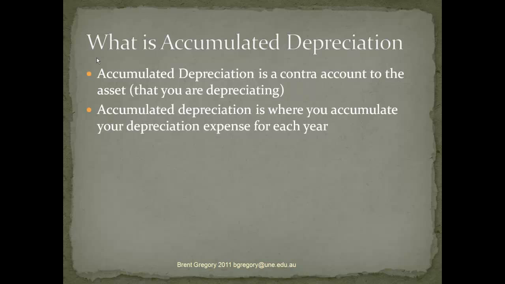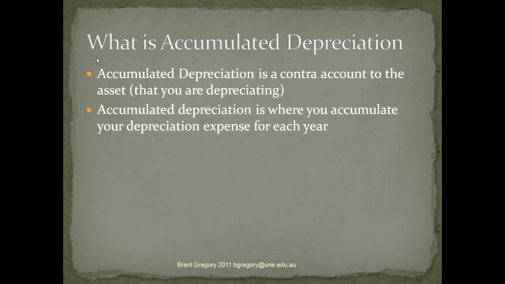We now need to consider the term accumulated depreciation. Accumulated depreciation is what's referred to as a contra account. And it is a contra account to the asset that we're depreciating. So in this case we have accumulated depreciation motor vehicle as a contra account to the motor vehicle. Accumulated depreciation is where you accumulate your depreciation expense for each year.